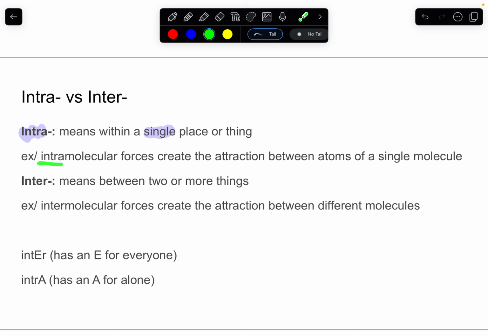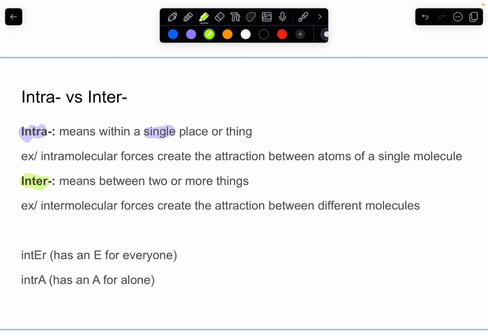Okay, in the example here, we have intramolecular forces. That is the forces within a single molecule. These intramolecular forces create the attraction between the atoms of a single molecule. Okay, and we're going to talk more about this as the notes continue. Right now, we just want to focus on the difference between intra and inter. Okay, so intra means within one thing.